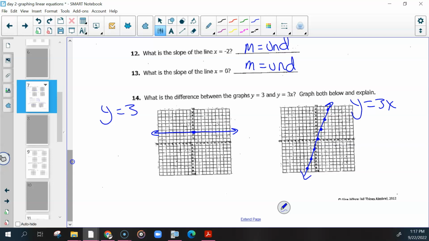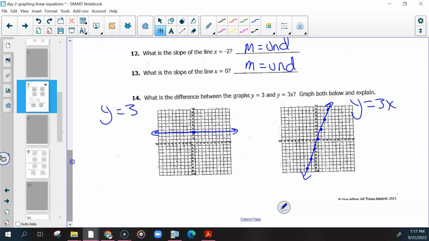Any other differences? Pastor? Talking about the slopes? Okay. So one has a positive slope, one has a 0 slope. If it was vertical, it would be an undefined slope versus positive.